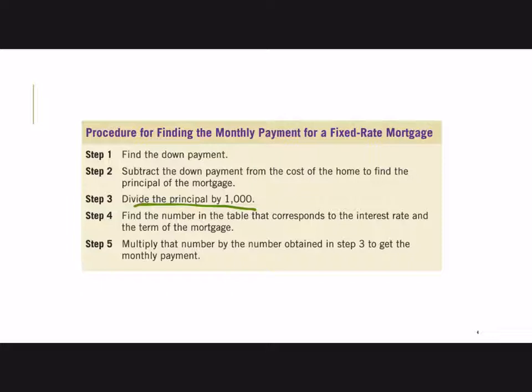Alright, so with the previous tiny house example, 5,000 divided by 1,000 is 5. So that just tells you how many groups of $1,000 are in the principal, and that's the number that you need to multiply that table number by. Step 4, find the number in the table that corresponds to the interest rate and the term of the mortgage, and then multiply that number by the number obtained in step 3 to get the monthly payment.